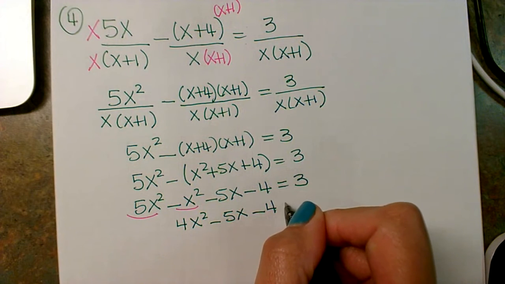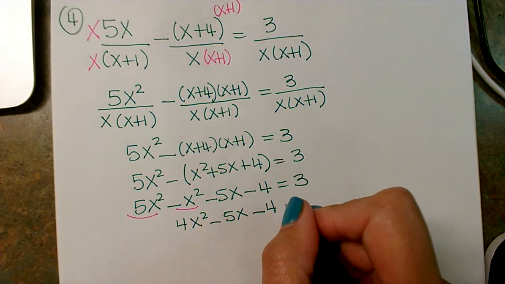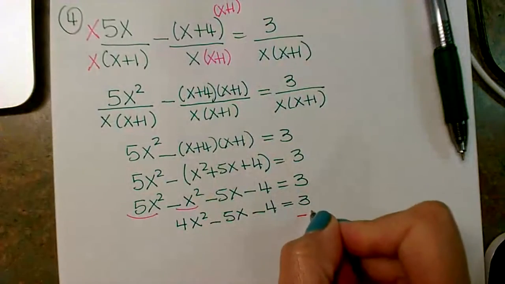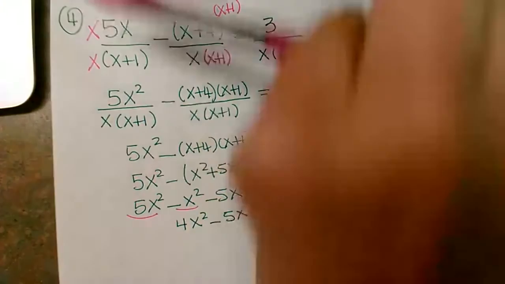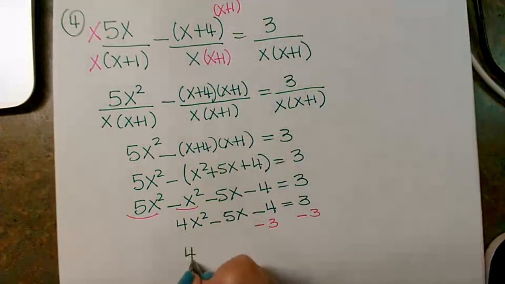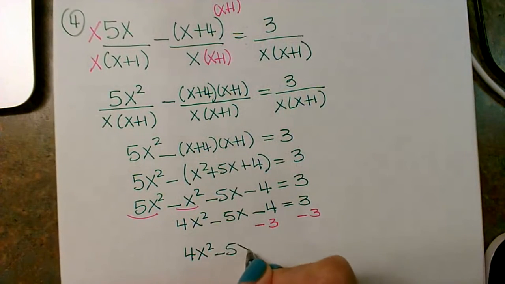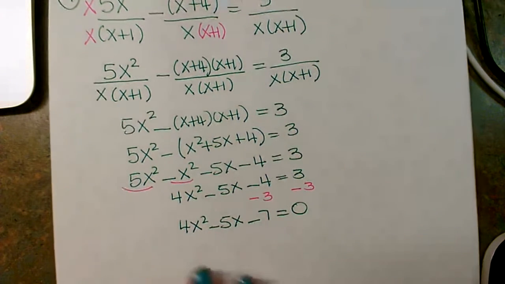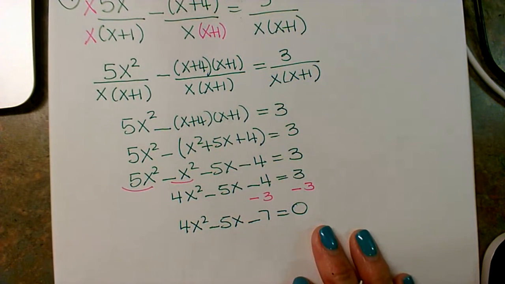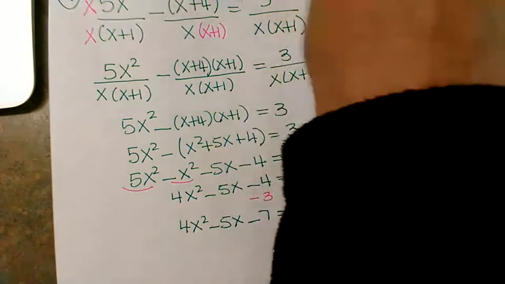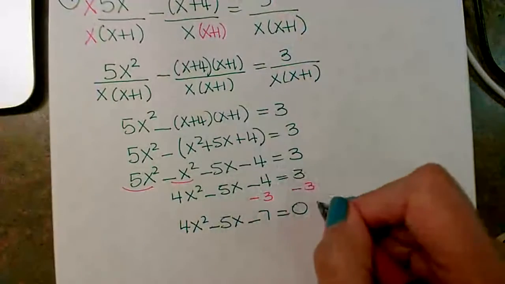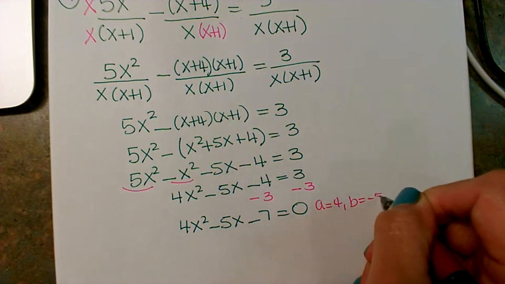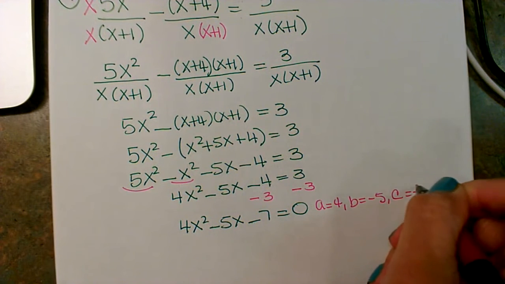But what do I do with it? That's okay. Let's subtract the 3. So it's going to be 4x squared minus 5x minus 7 equal to 0. Right here, we're going to use the quadratic formula. So we have A is 4, B is negative 5, and C is negative 7.